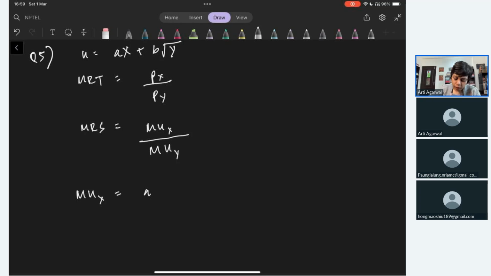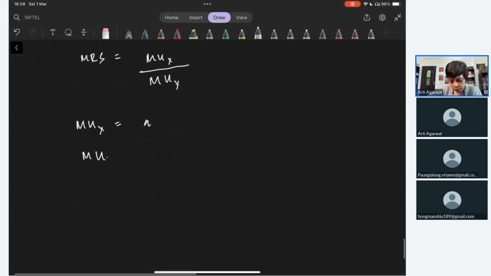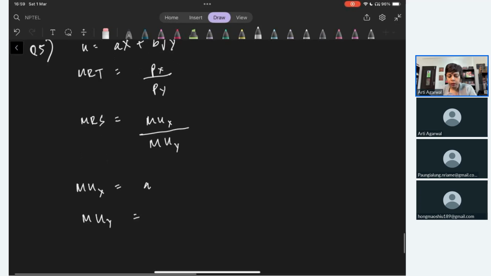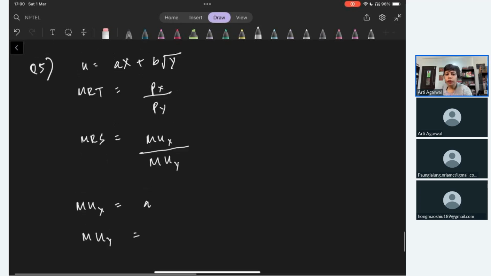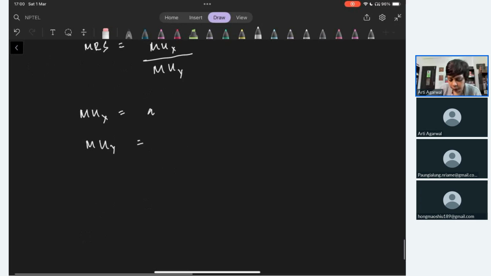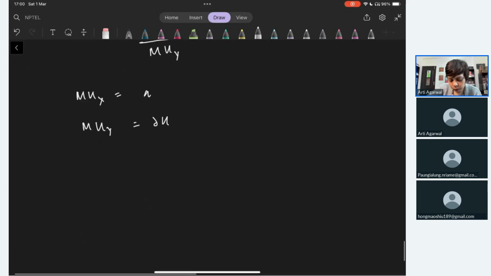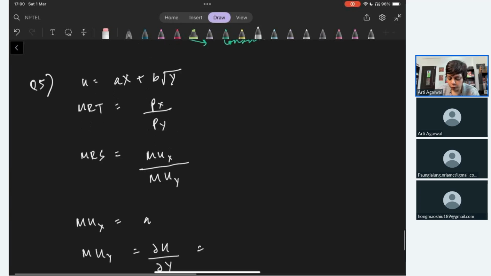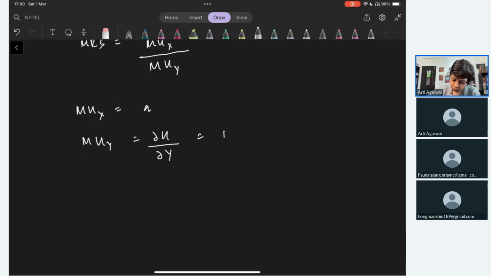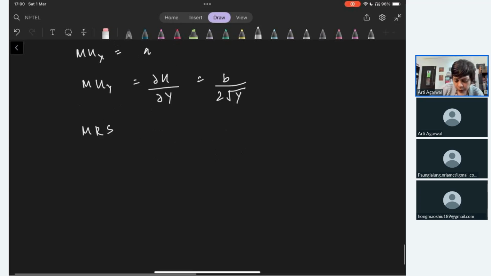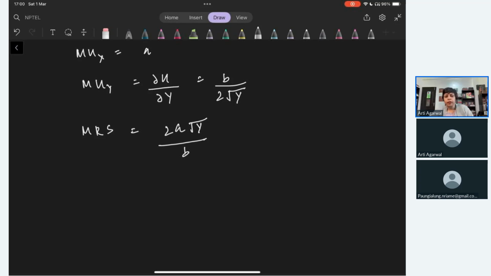Okay, and with respect to Y is now B root Y. If you take partial derivative with respect to Y, it comes out to be B upon 2 root Y. So therefore, you get MRS is equal to 2A root Y upon B. I've just divided MUX by MUY and I've taken 2 root Y to the numerator.